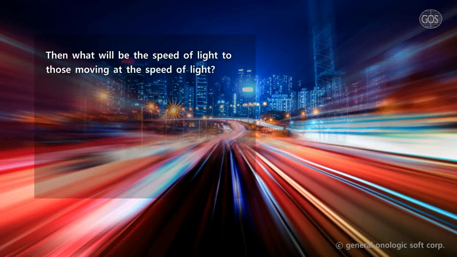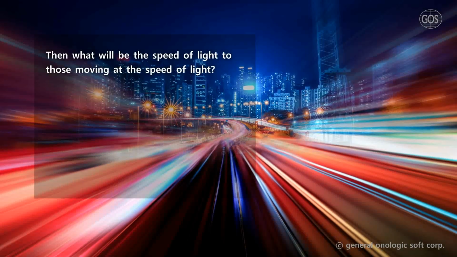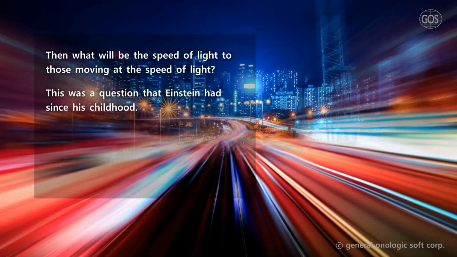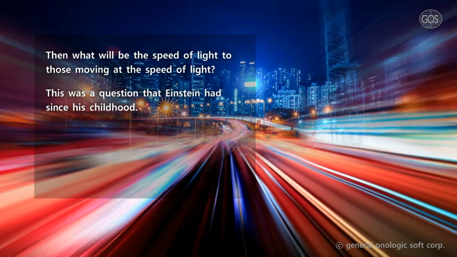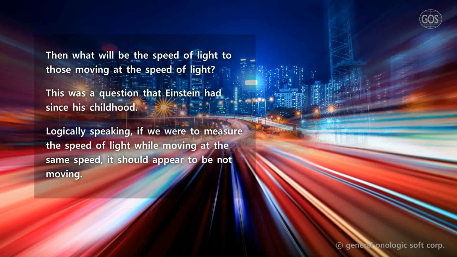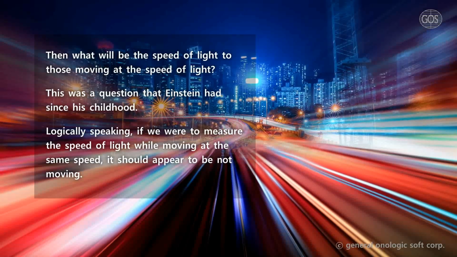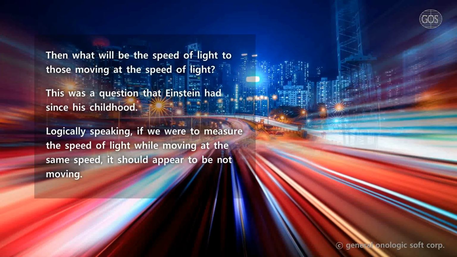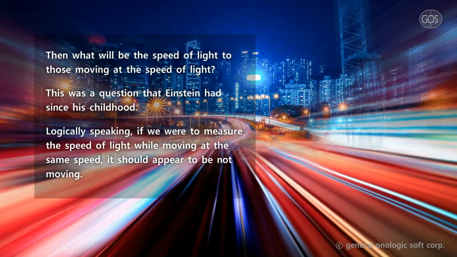Then what will be the speed of light to those moving at the speed of light? This was a question that Einstein had since his childhood. Logically speaking, if we were to measure the speed of light while moving at the same speed, it should appear to be not moving.